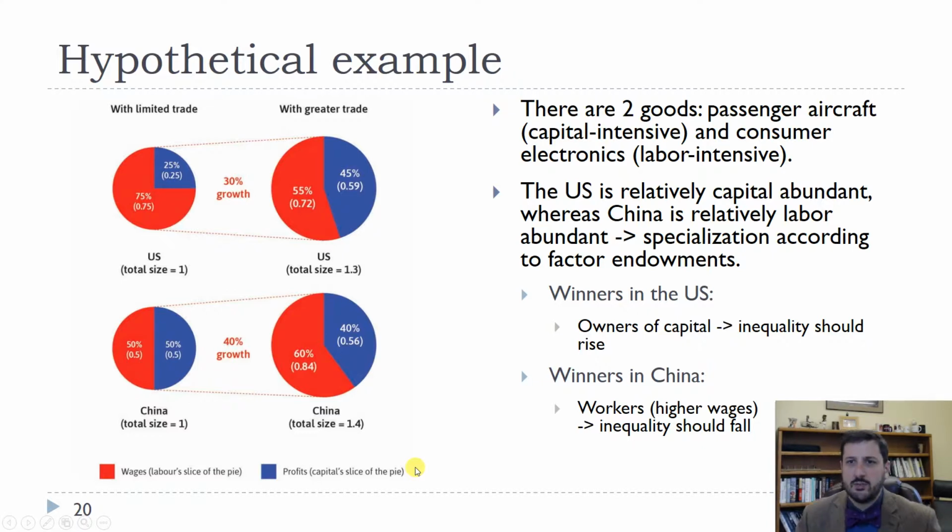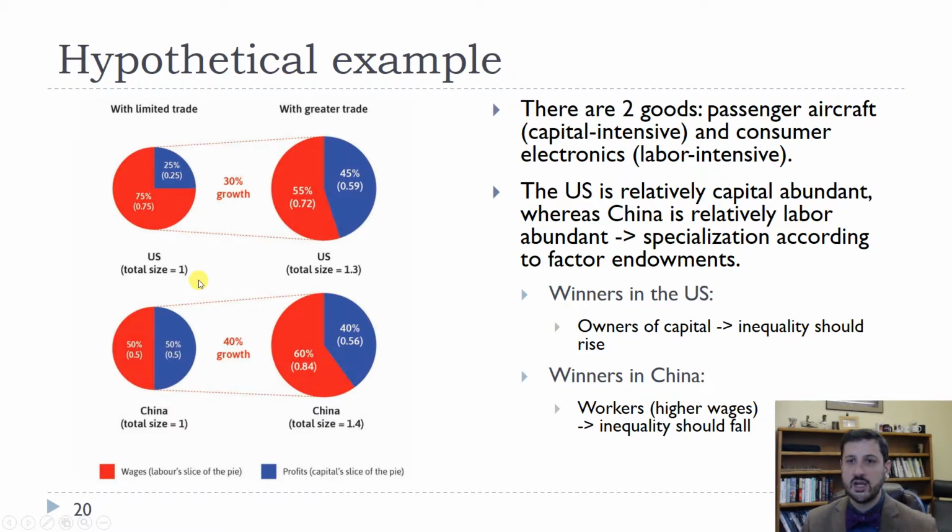So if we think about just a hypothetical example between the US and China, then over here we have China and the US before trade, and we're just going to assume that there are two types of goods. So one is passenger aircraft and one is consumer electronics. And the idea is that the passenger aircraft is a capital intensive good, whereas consumer electronics are a labor intensive good. So before trade, US workers are getting 75% of the pie, and we'll just normalize the pie to one. And capital owners, profits, are getting 25% of the pie. Whereas in China, workers are getting 50% and capital owners are getting 50%.